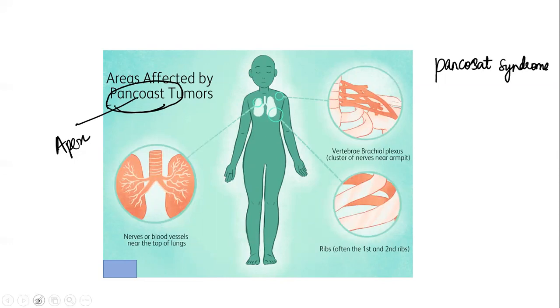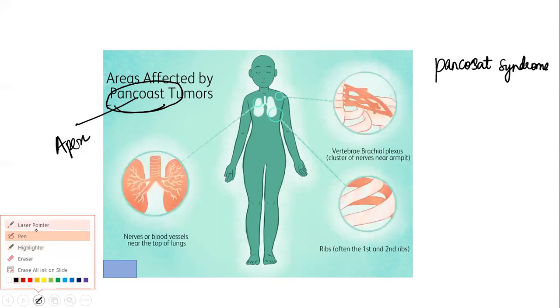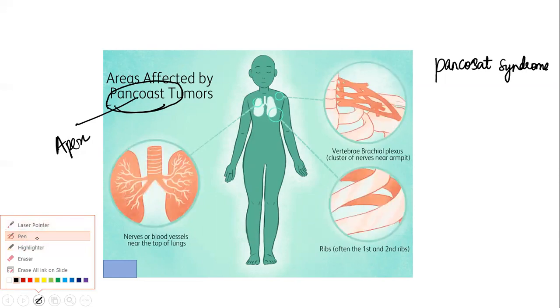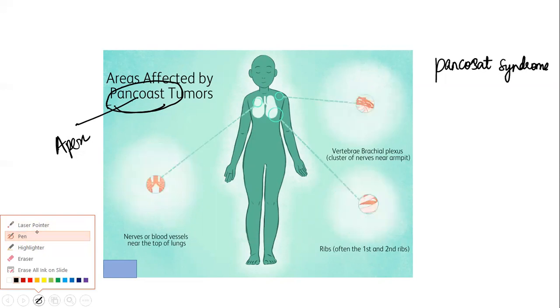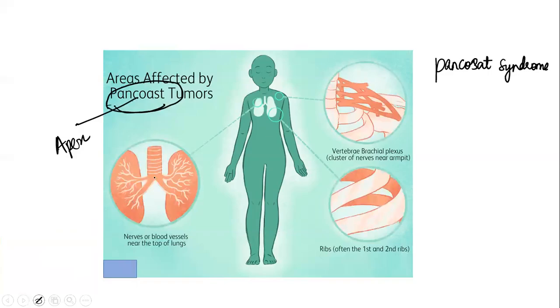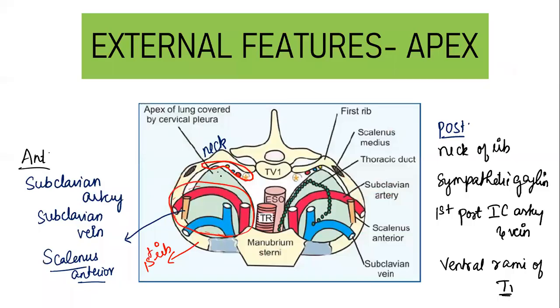So what is this Pancoast syndrome? We saw the relations, right? You have got some nerves, you have got the sympathetic ganglion, you have got some vessels. So mainly the sympathetic ganglion, because of this tumor. So suppose the tumor is at this position, it will start compressing these vessels and the nerves.